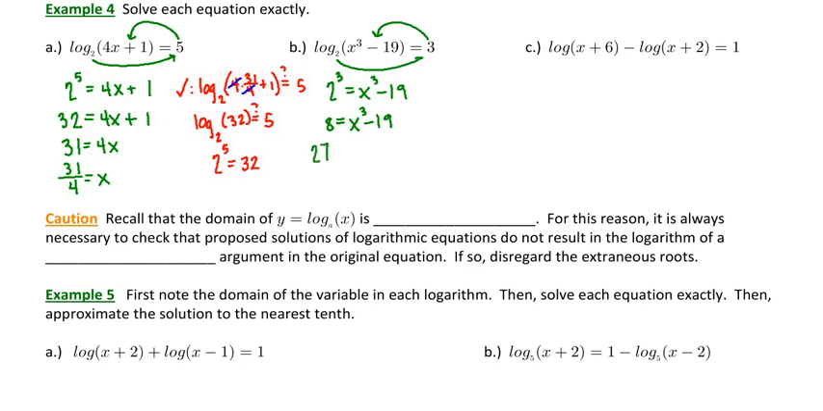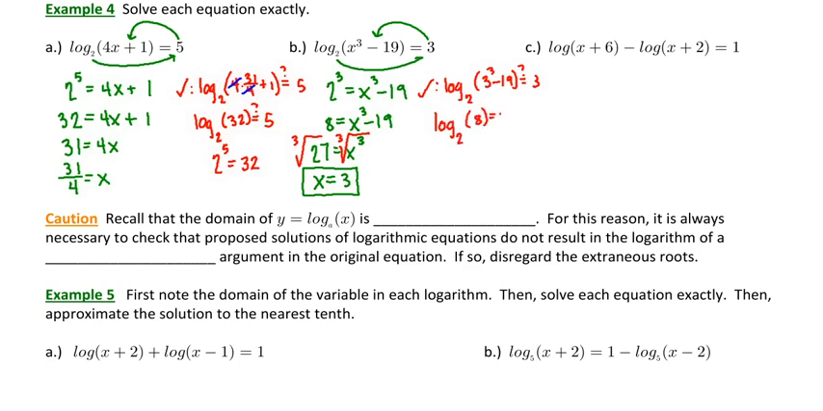That's going to give us 27 equals x cubed, and we can solve for x by taking the cube root of both sides. It's an odd root, so we don't need the plus or minus. The cube root of x cubed is x, and the cube root of 27 is 3. So taking a look at our original equation, we have log base 2 of 3 to the 3rd power minus 19, and we want to know, is that equal to 3? So 3 to the 3rd power is 27, and 27 minus 19 is 8.